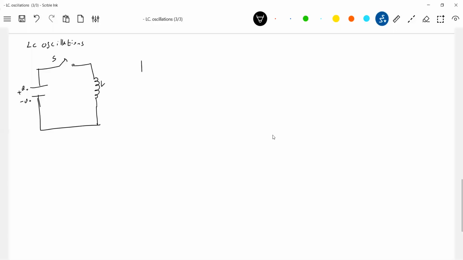Then what will happen to the charge and to the current in this circuit? That is what we have to analyze. Then we have to write some mathematical equations. At any instant of time, let Q be the charge.